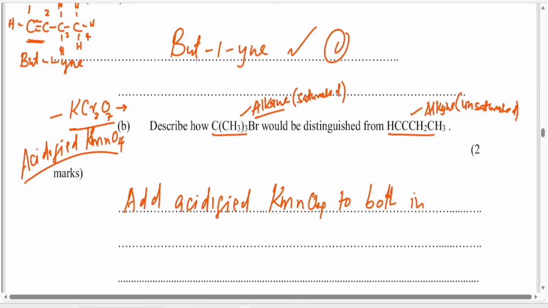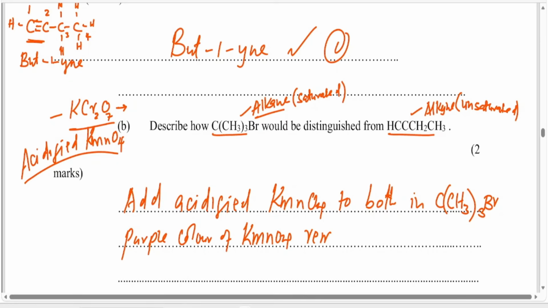In 2-bromo-2-methyl propane, the purple color of potassium manganate 7, or acidified potassium manganate 7, remains.